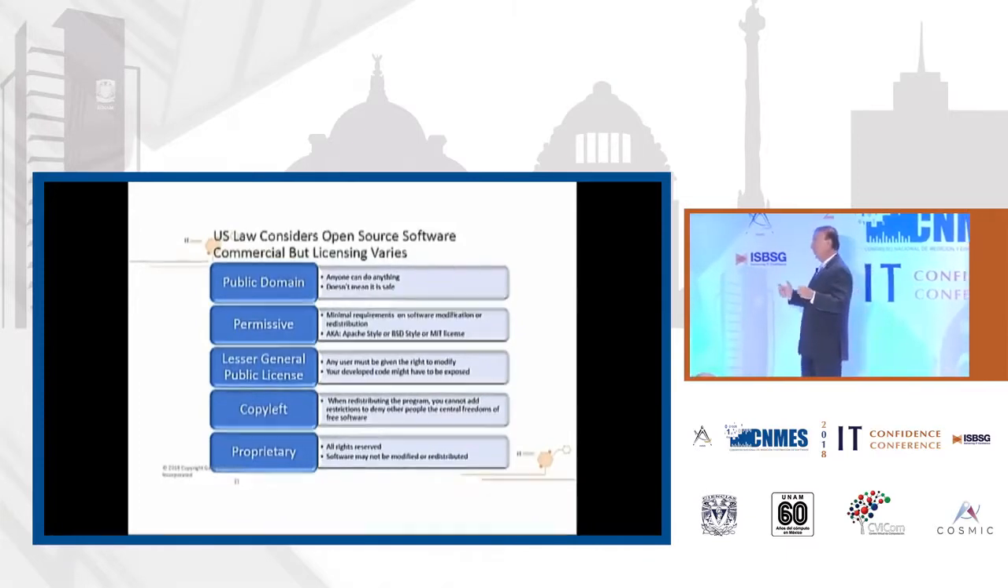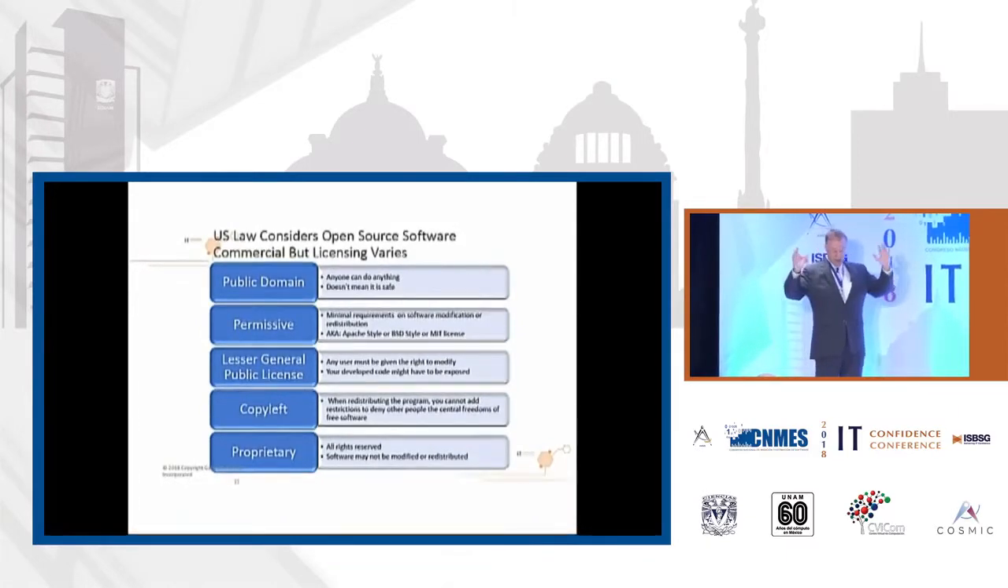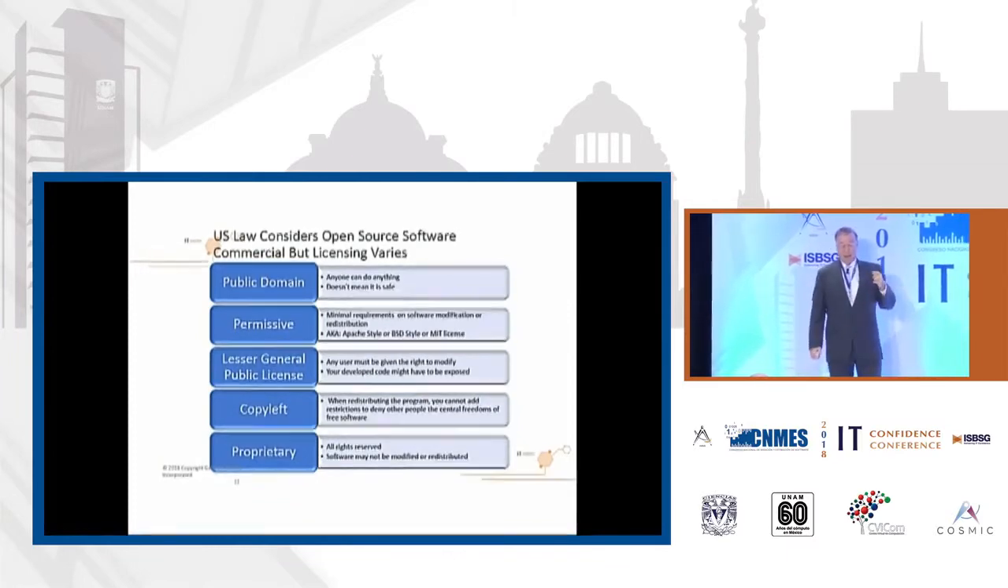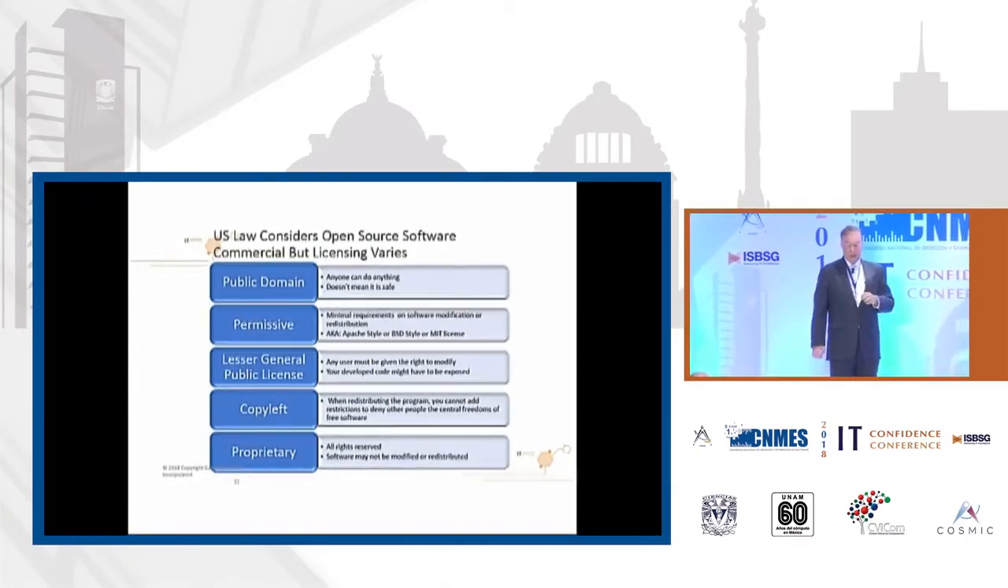Doesn't mean it's safe, doesn't mean it works well, but you can do anything you want. You can use the source code, you can use the executable code, anything you want. Permissive says that you've got minimal rights to modify the software with some requirement to have it redistributed.